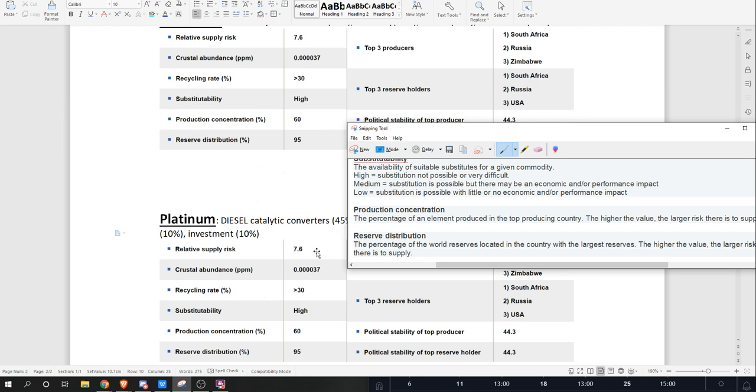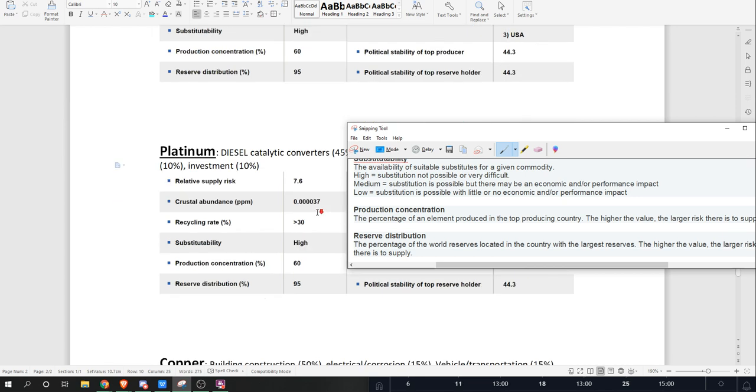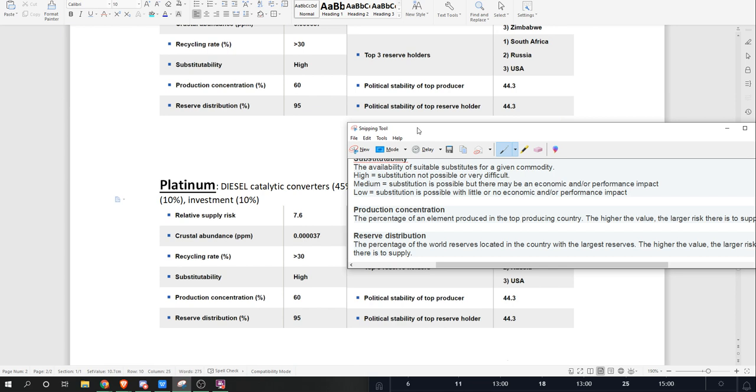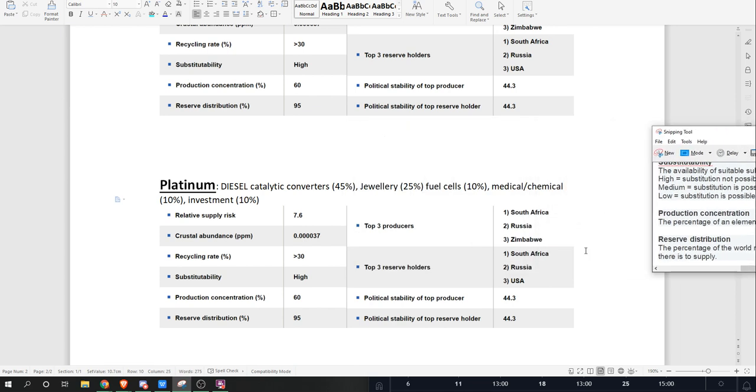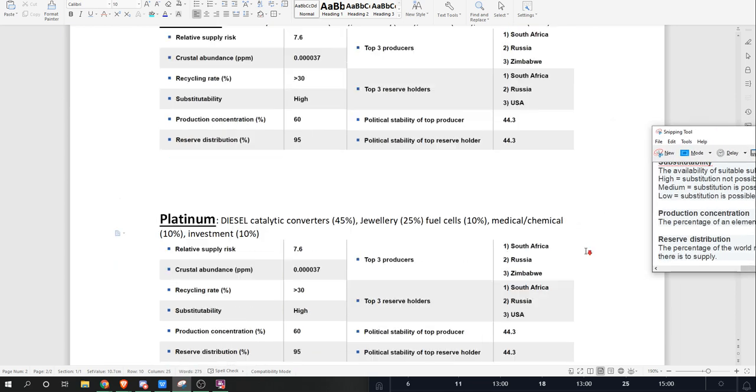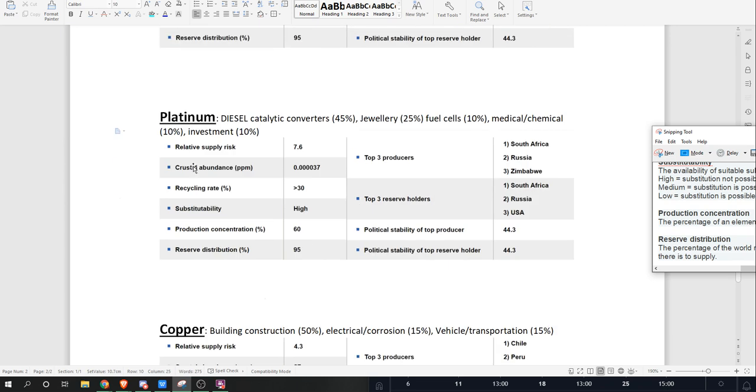Not much actually. It's pretty much the same. 7.6. This might be the same photograph, maybe not, but this is looking like exactly the same number. But platinum is very similar. Let's just quickly look at this right here. I just want to make sure that we are getting the same thing for platinum.